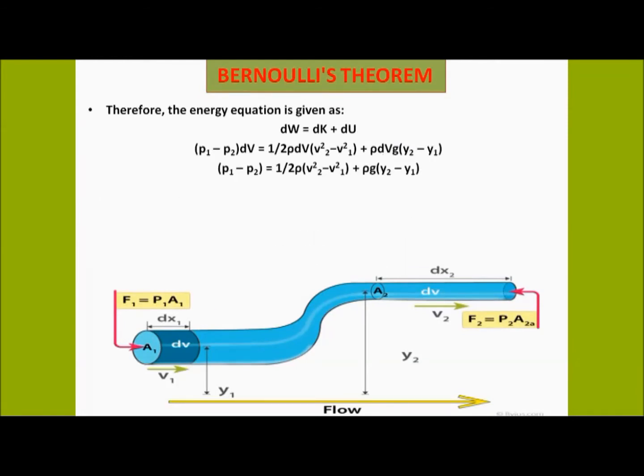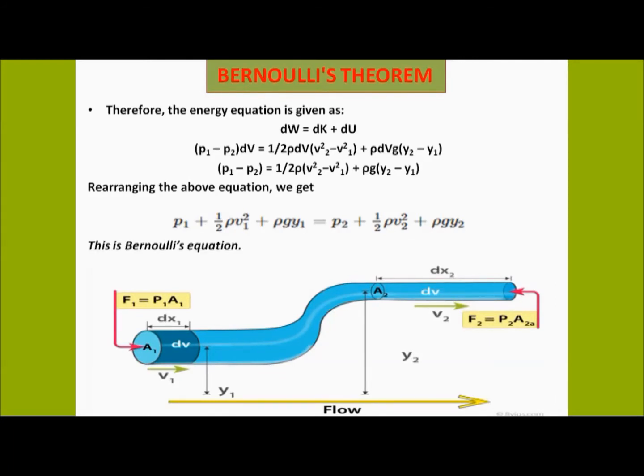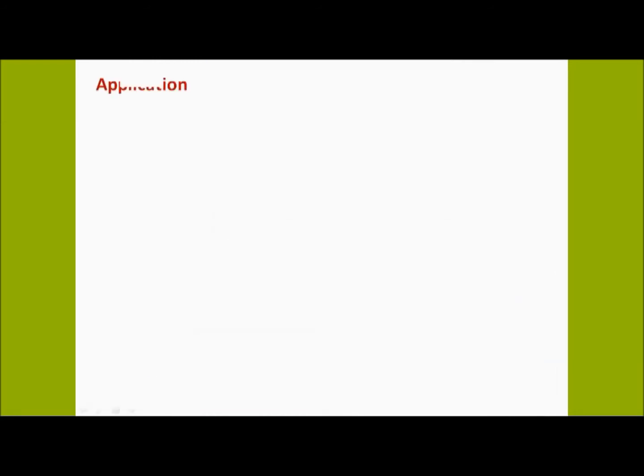Thus you can rearrange it just like that, P1 minus P2. Taking dV common on both sides, you can cancel out the dV. Thus after rearranging the equation, bring the V1 terms to this side. Thus you can say P1 plus half rho V1 square plus rho g y1. So this is the pressure energy, this is the kinetic energy, this is the potential energy. At this point it is equal to this point, and this equation is nothing but the Bernoulli's equation, right?